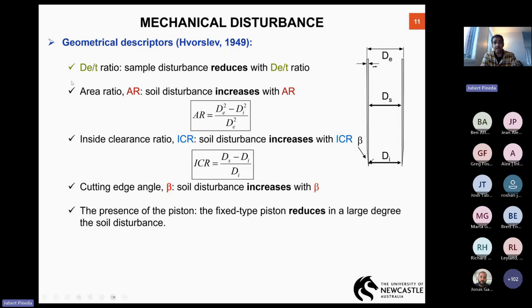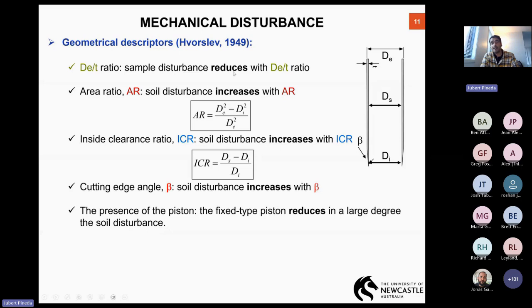The first one is the ratio between the external diameter. You basically need to refer to this sketch on the top right-hand side. D_E is the external diameter of the tube sample, the Shelby tube, if you want, divided by the thickness of the wall, T. So this ratio controls largely the soil disturbance inside. So if we have a very large ratio between D_E divided by T, then that is going to reduce the sample disturbance inside the ground.